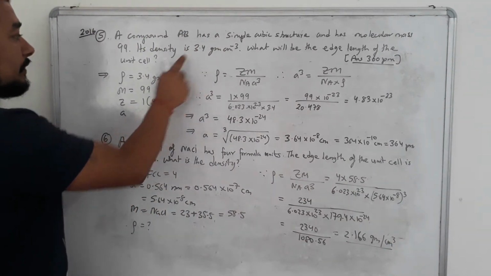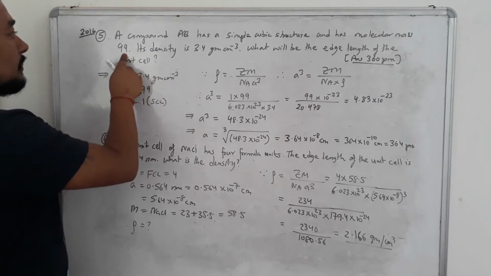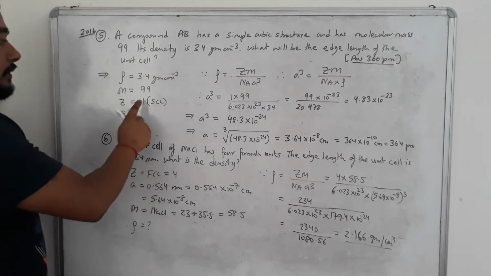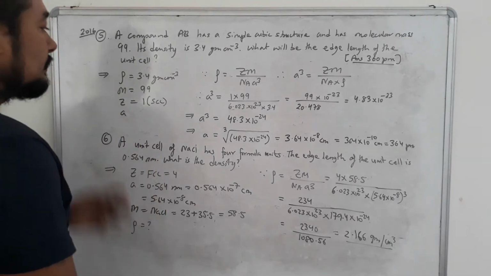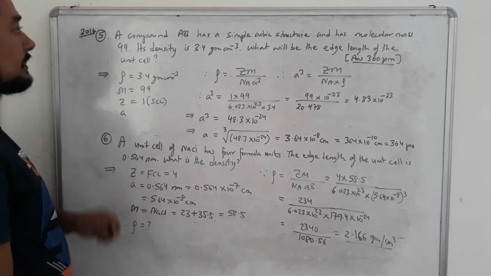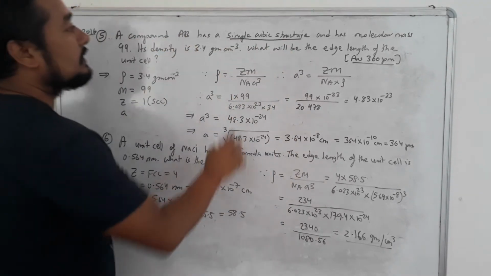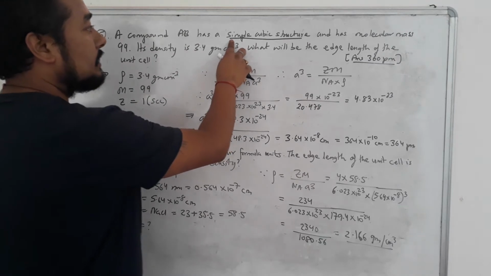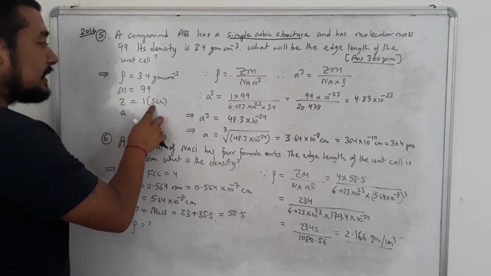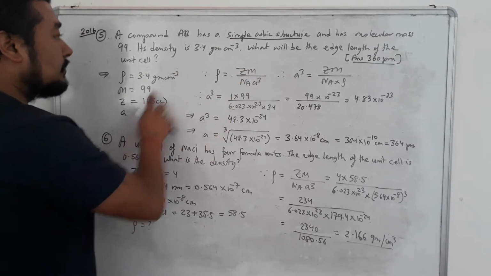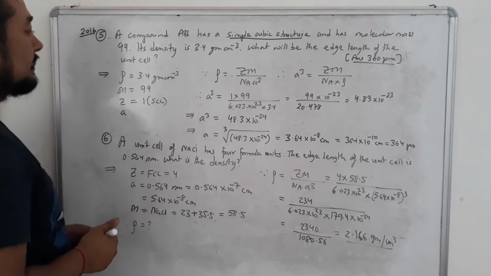Density is given 3.4, I wrote here. Molecular mass M is given 99. Now, Z is what? Whether it's simple, body centered or face centered. Here it's written simple cubic structure, means simple cubic unit cell. So the Z value will be 1, because for SCC, Z is 1. If it is BCC, I would have written 2. If it is FCC, I will write 4.